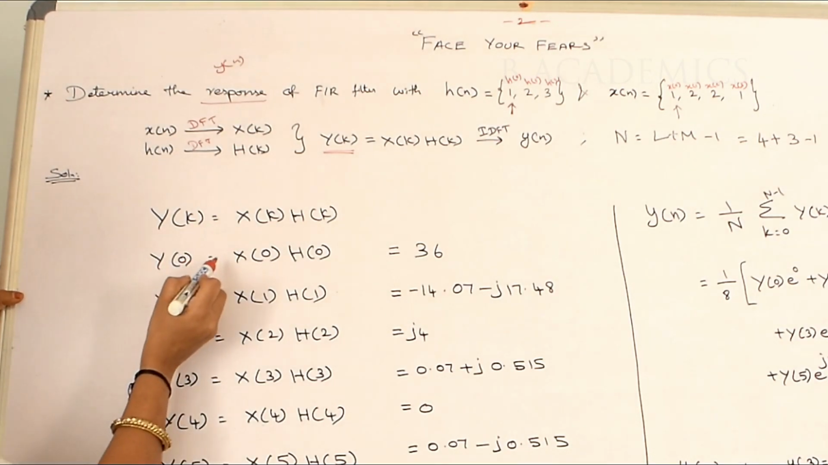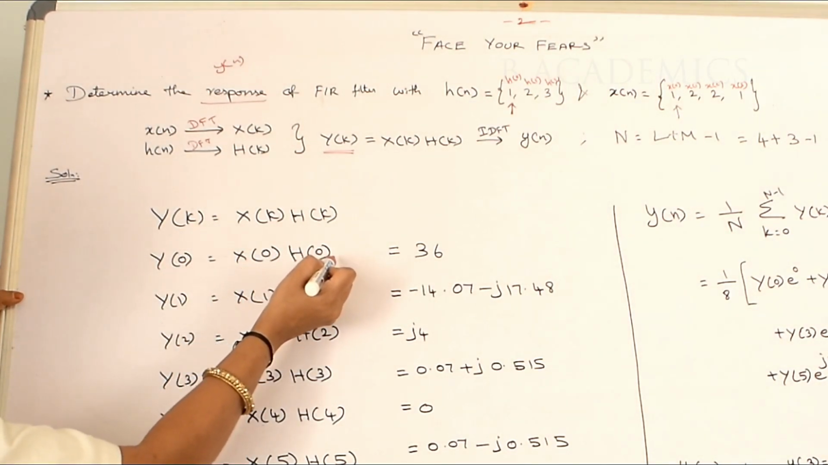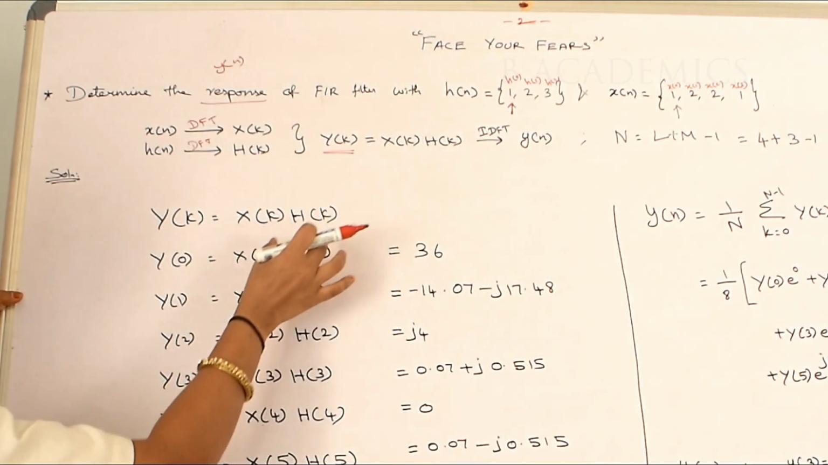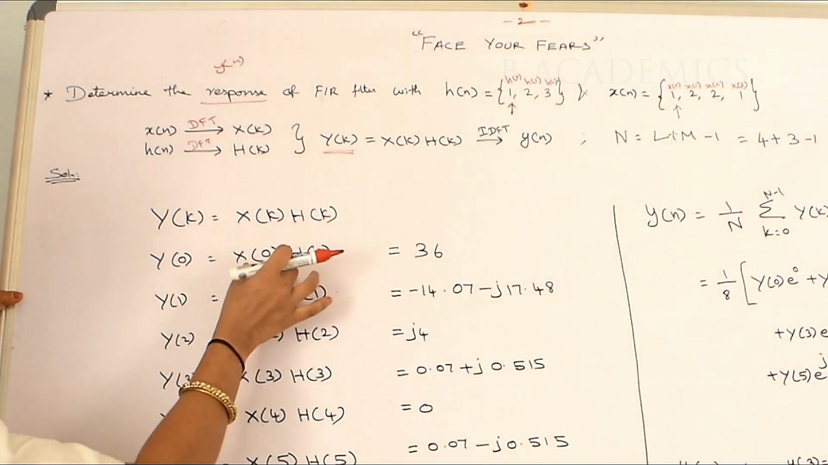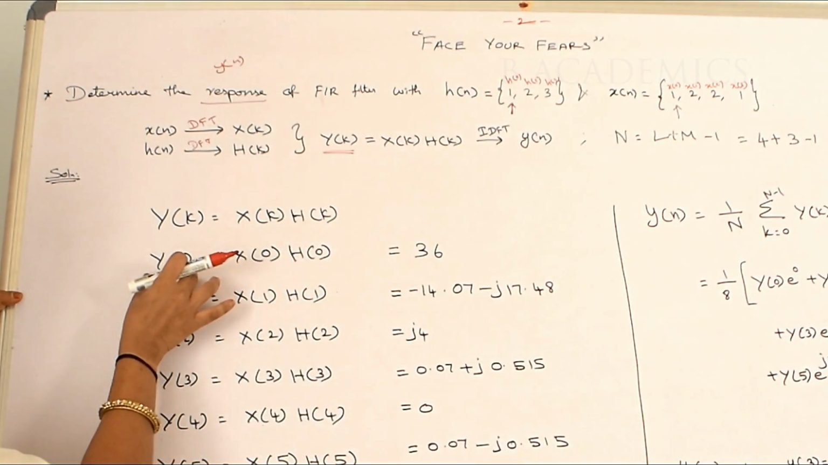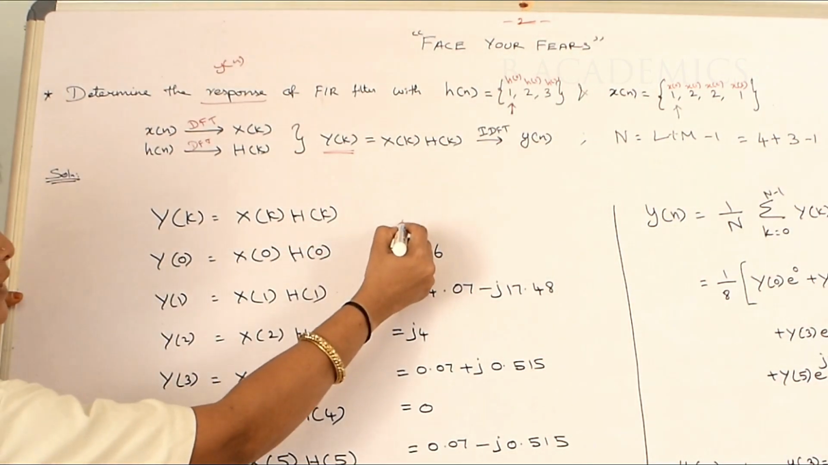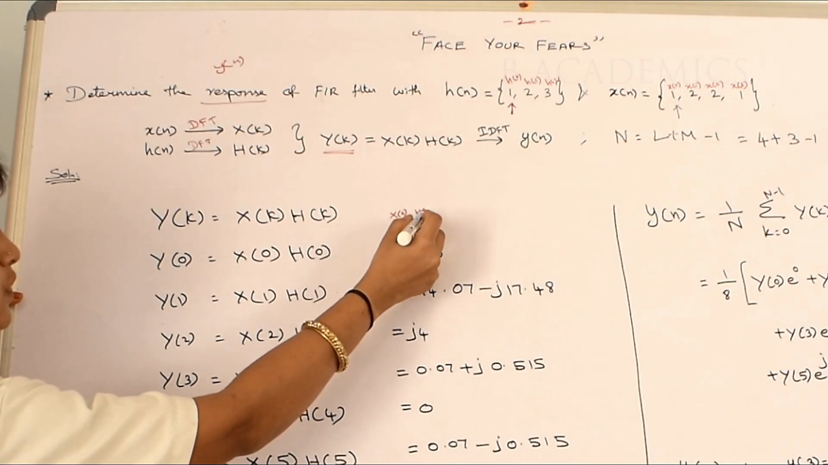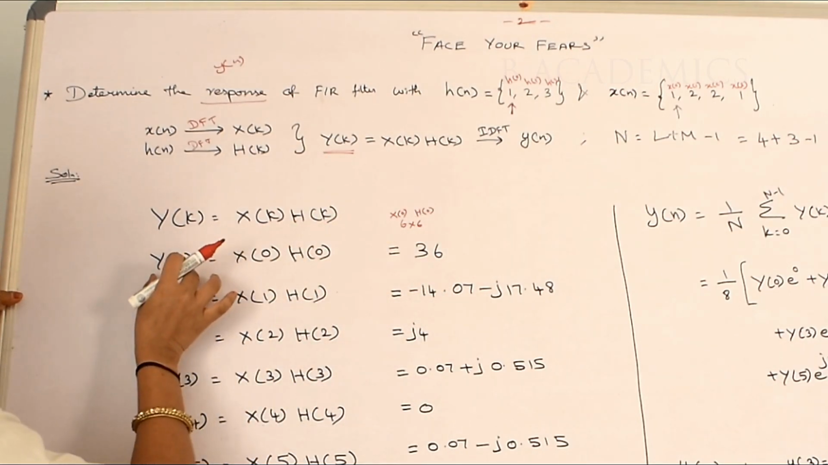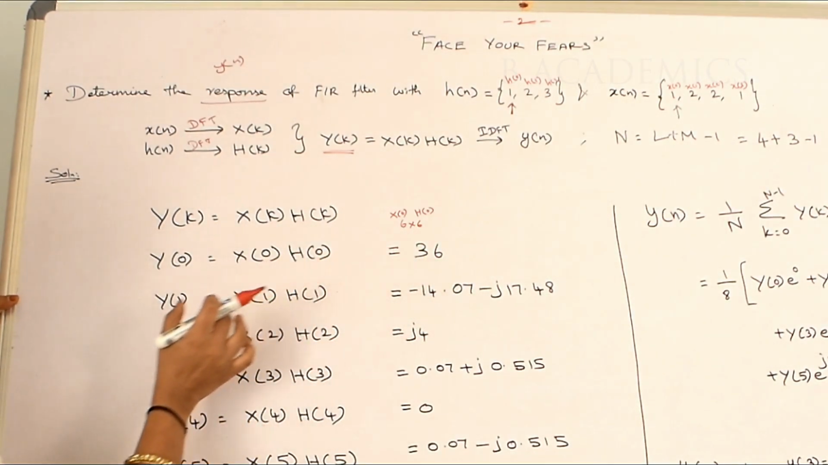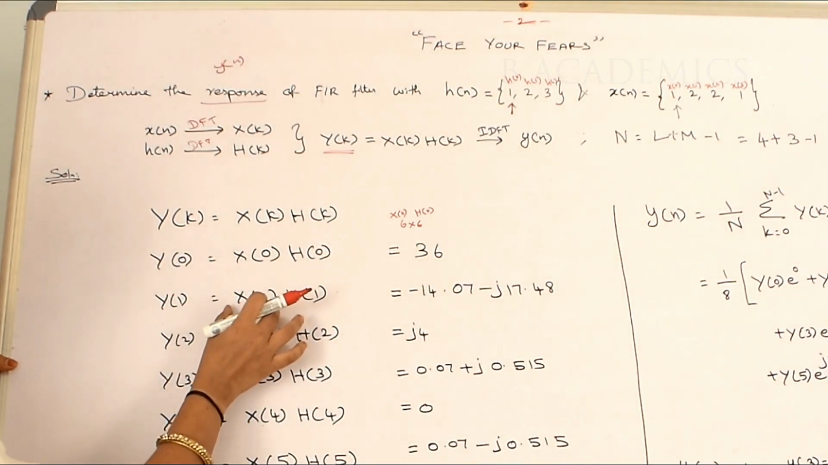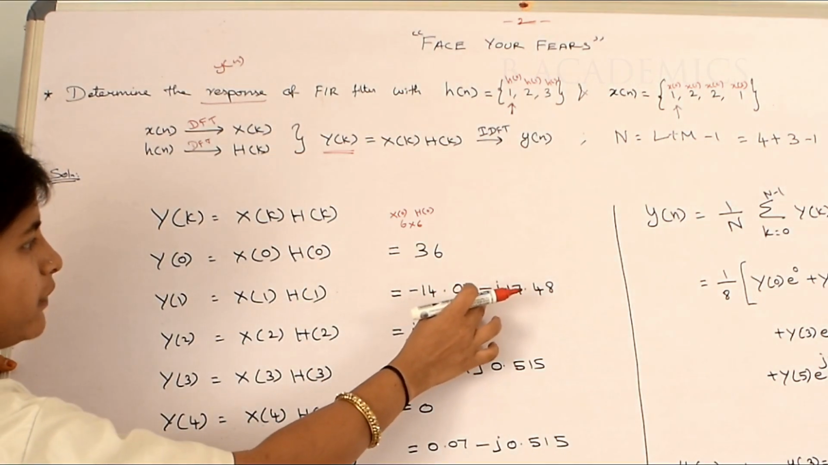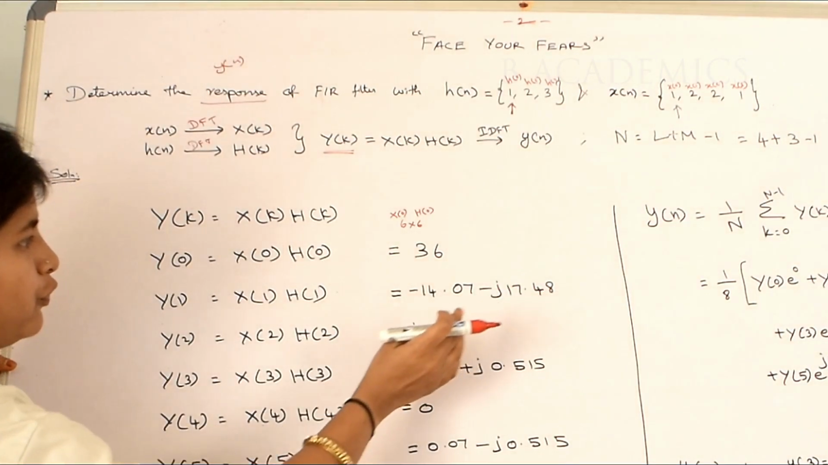Y of 0 is equal to X of 0 into H of 0. We have already found the values of X of k and H of k. You are going to substitute them here and multiply in order to get the value of Y of 0. Okay. It is 6 into 6, 36. X of 0 value is 6. H of 0 value is also 6. So your Y of 0 value will be 36. Same way, you substitute X of 1 value and H of 1 value, and I am getting minus 14.07 minus j 17.48.